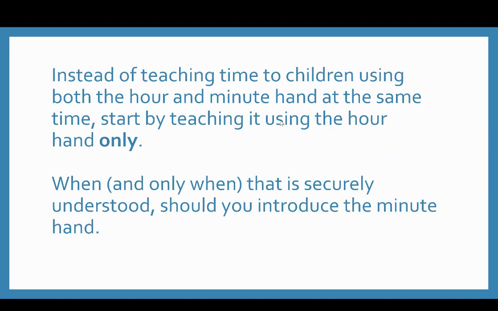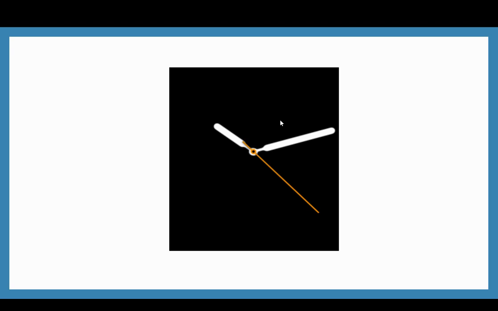So instead of doing that, don't teach the hour and the minute hands at the same time. Just teach the hour hand only. And when that is secure, even if it takes a year, it doesn't matter. Leave it. Don't do it in year one. Just stop. Just do the hour hand. And then when they're really good at that, then you introduce the minute hand.